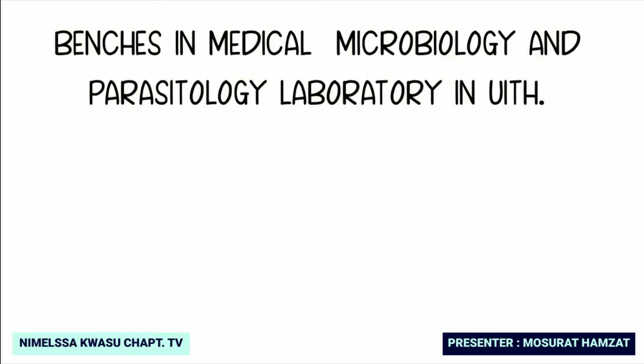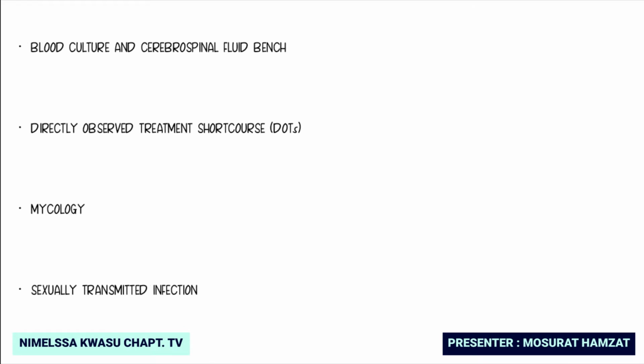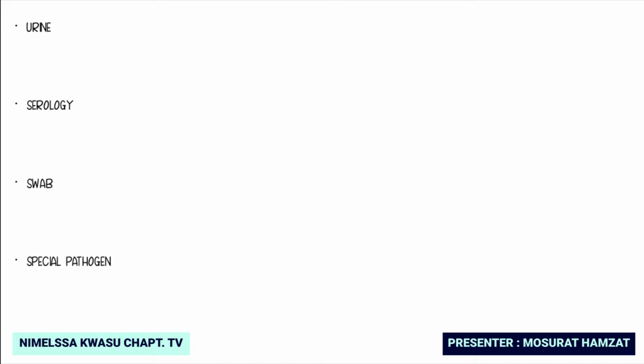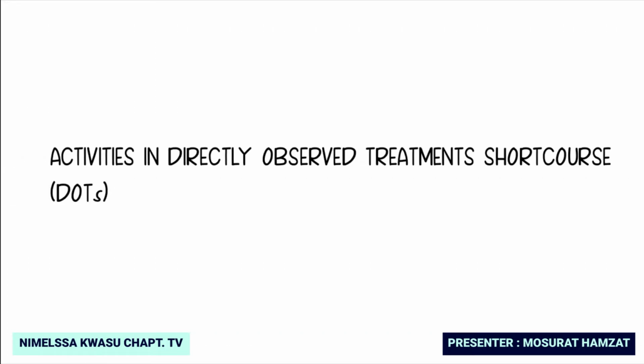As I've said in one of the videos earlier, we have different kinds of benches or units under medical microbiology. We have the blood culture and cerebrospinal fluid bench. We have the directly observed treatment short course unit. We have the mycology unit or mycology bench. We have the sexually transmitted infection unit. We have the urine bench, the serology unit, the swab bench, the special pathogen bench, and we have the parasitology bench. Today, I will be taking us through the activities that we carry out in the directly observed treatment short course laboratory. Here, we carry out diagnostic as well as screening tests for tuberculosis.